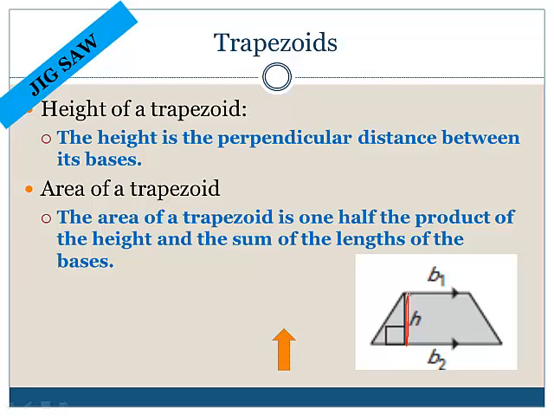The area of a trapezoid is 1/2 the product of the height and the sum of the lengths of the bases. If we look down here at our formula, it's 1/2 times the quantity of our b1 plus little b2, all of that multiplied by h, which is our height.